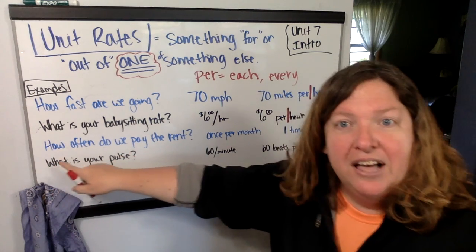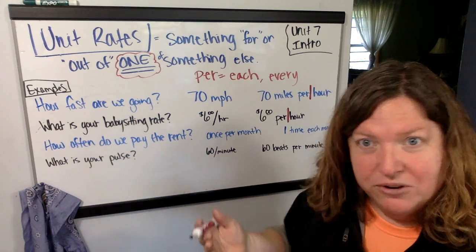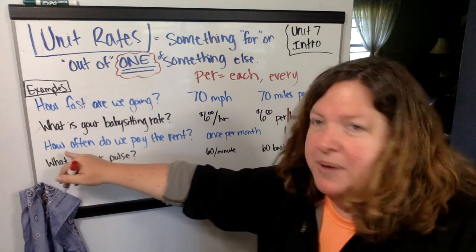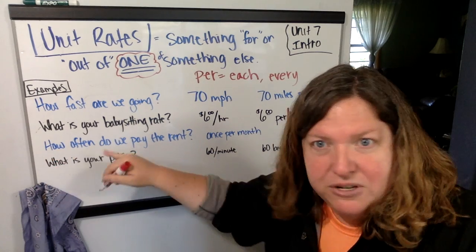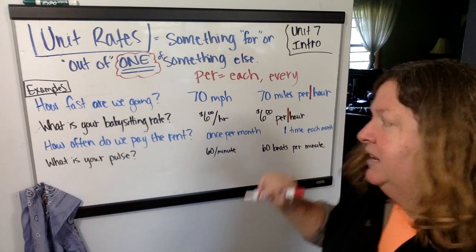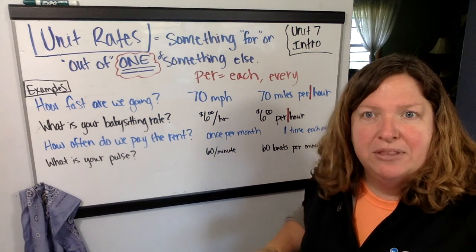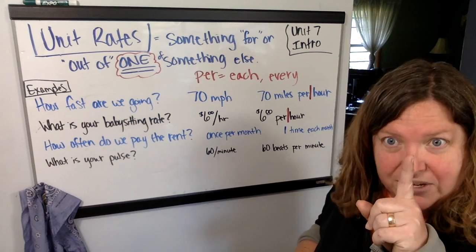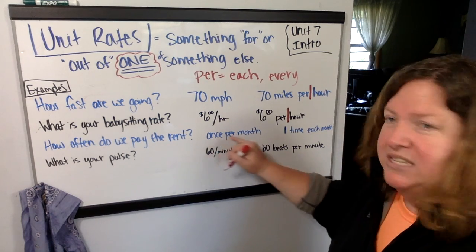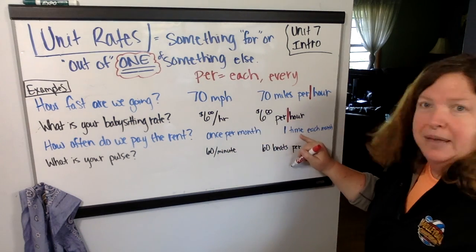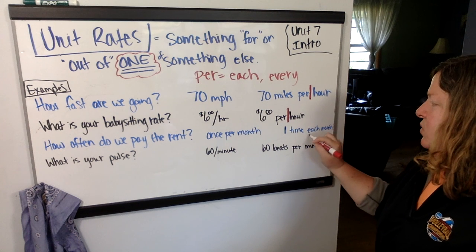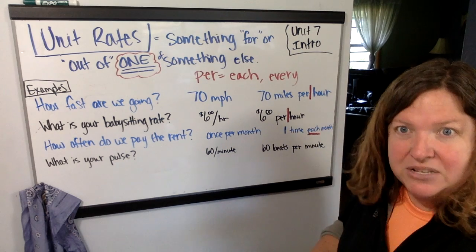What about what your family has to pay for where you live? It might be the rent, it might be a mortgage, however your situation is. But you might ask your family, well, how often do we have to pay the rent? And they would say, once per month. Now, once, that word means one. You can hear the one in there. Once per month, one time each month. Now, I put the word each to help us think about it meaning every one.